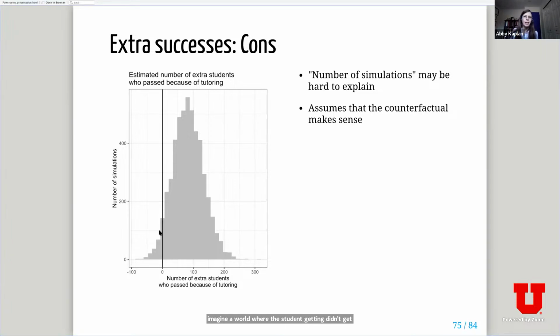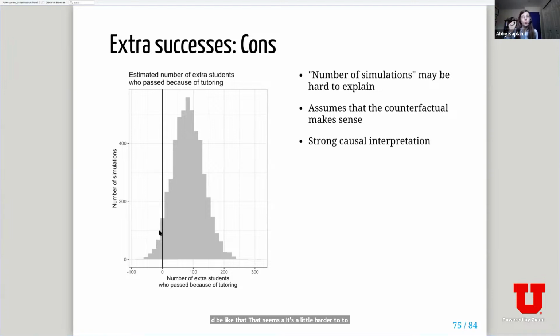But suppose you were looking at favorite color, right? It makes a lot less sense to say, hey, student, your favorite color is blue. What if instead you liked green? What would the world be like? That seems a little harder to make sense of that kind of question.